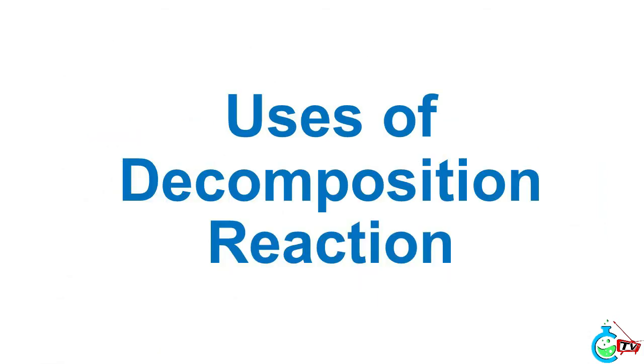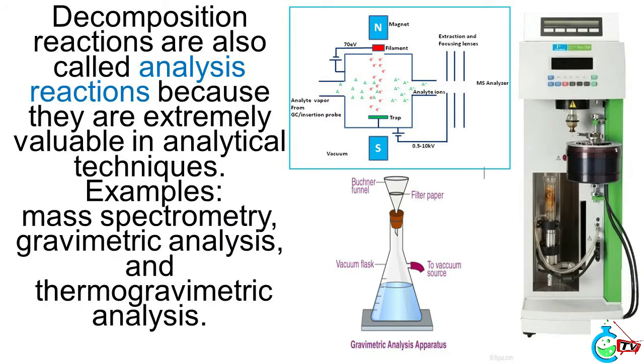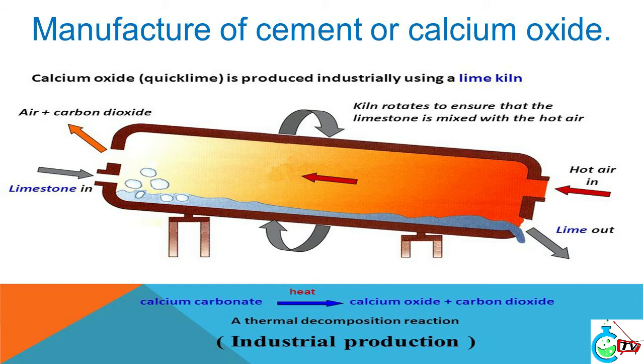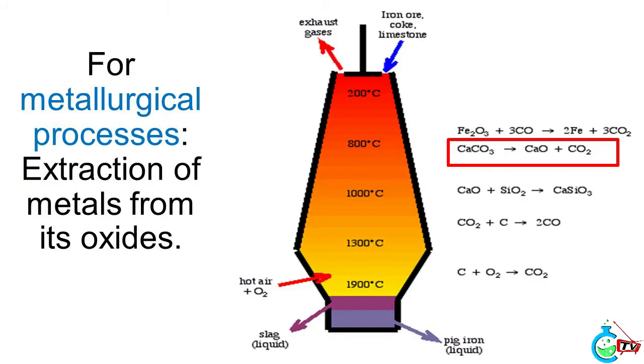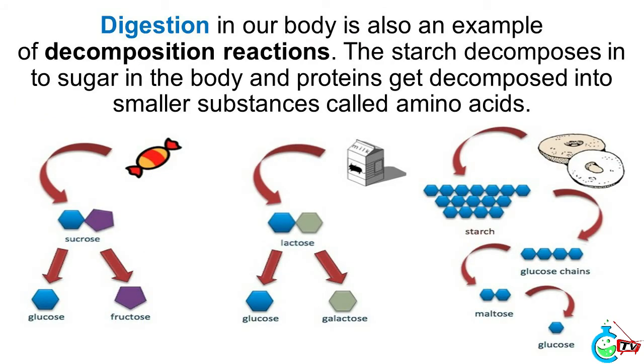Uses of decomposition reaction. Decomposition reactions are also called analysis reactions, because they are extremely valuable in analytical techniques. Examples: mass spectrometry, gravimetric analysis, and thermogravimetric analysis. Manufacture of cement or calcium oxide. For metallurgical processes, extraction of metals from its oxides. Digestion in our body is also an example of decomposition reactions. The starch decomposes into sugar in the body, and proteins get decomposed into smaller substances called amino acids.